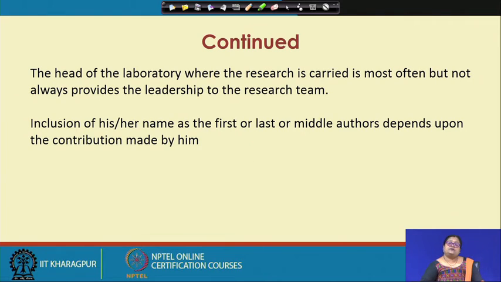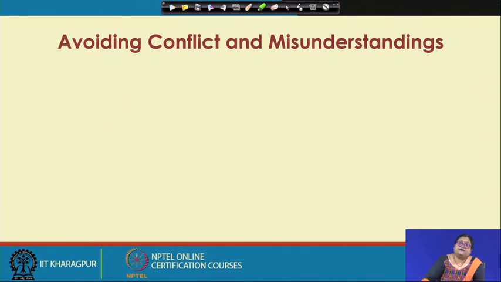The head of the laboratory where the research is carried out most often, but not always, provides the leadership to the research team. Inclusion of his or her name as the first, last or middle author depends upon the contribution made. A person could be the head of the laboratory, but while crediting the person for authorship, we need to understand the contribution made by that person directly to the research and the amount of contribution made.